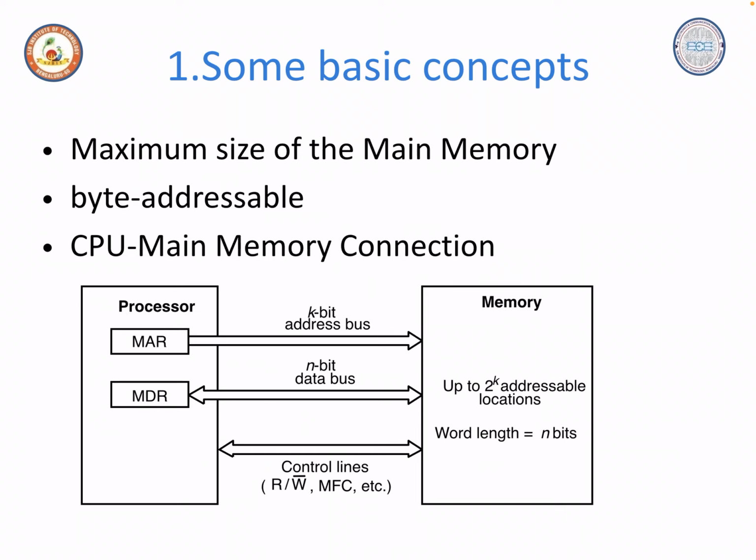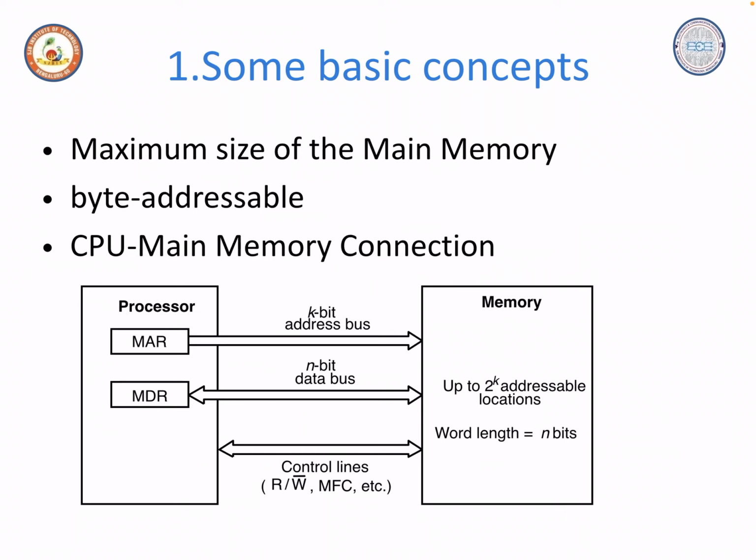Suppose I increase that to 3 bits. Then you can address each memory location uniquely up to 2 power 3, indicating 8 address locations, starting from 000 to 111. Likewise, if I increase the k bits, the address locations also increase. So if I have a k-bit address bus, 2 power k address locations you can get.